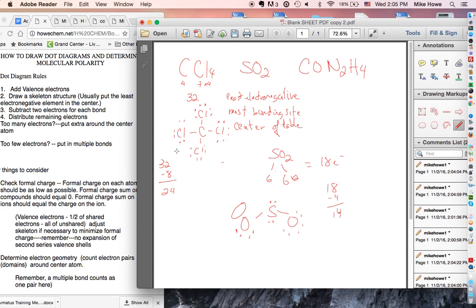All right, now in these rules, I put abbreviated rules in. If you have too few electrons, multiple bonds. Too many electrons, put the extra around the center atom. Which situation am I in? I have too few electrons. How many too few? Well, there's 2. So in class we said if you're 2 short, you add a double bond.